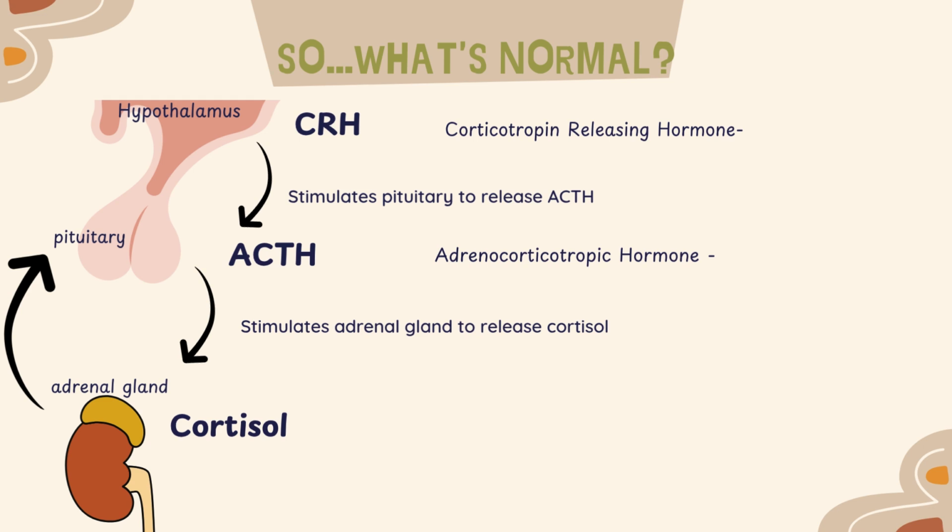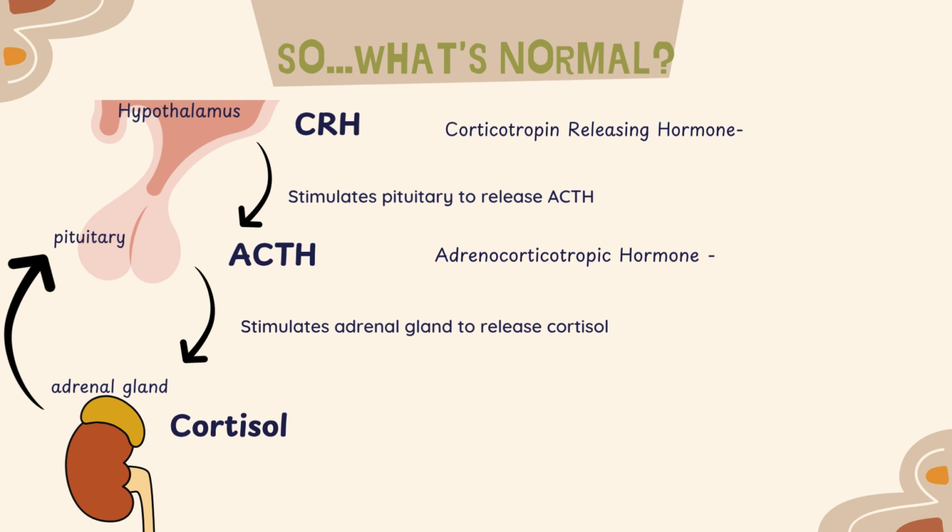The hypothalamus, which is in the brain, you can think of as the team leader. It releases CRH, or corticotropin releasing hormone. CRH then signals the pituitary gland to release ACTH, or adrenocorticotropic hormone. ACTH then travels down to the adrenal glands through the bloodstream, and it tells the adrenal glands to produce cortisol, the stress hormone we all know and love, in moderation, of course.